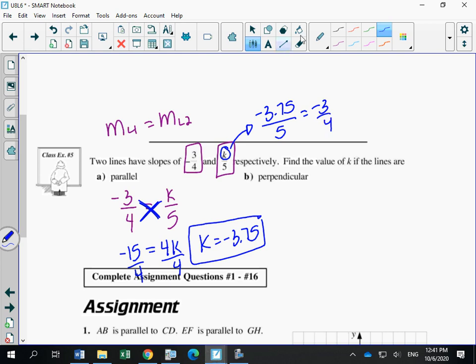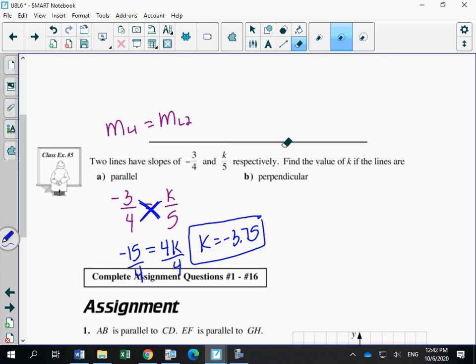So what do you notice? Remember that parallel means equal. If this guy is -3/4, when I plug my k value in, I get -3/4. So slope of line 1 equals slope of line 2. They are parallel. Now we're going to find our k value for b if these two are perpendicular. So what do you have to remember for perpendicular? For perpendicular, the slope of line 1 times the slope of line 2 is equal to -1. That's what we have to know.